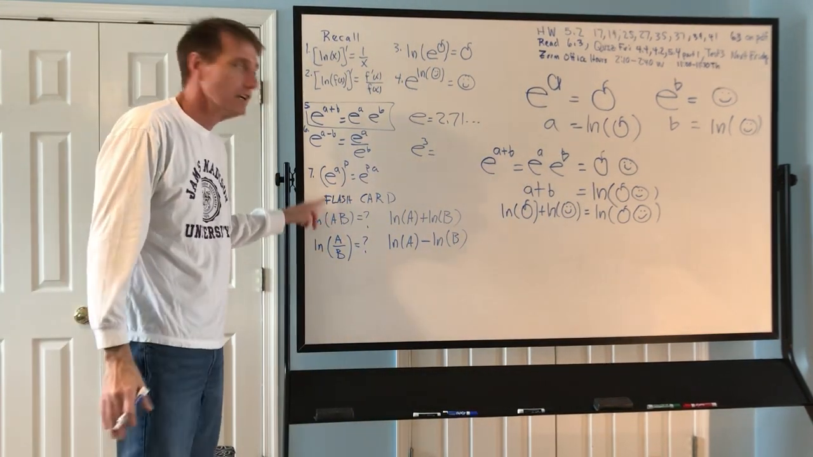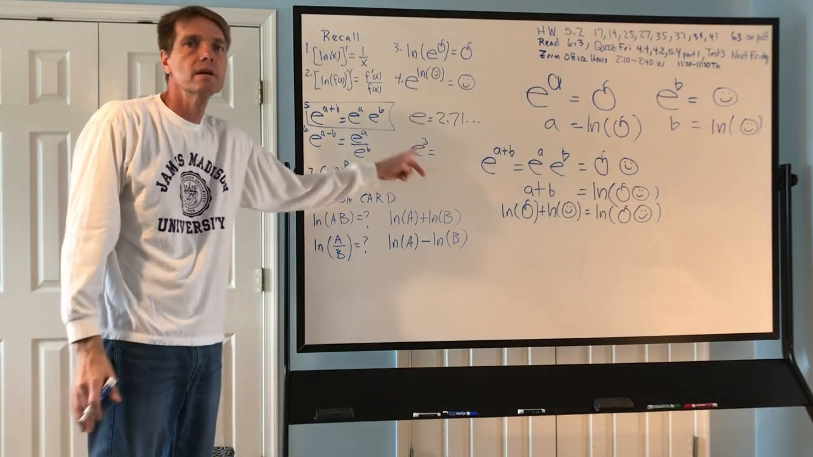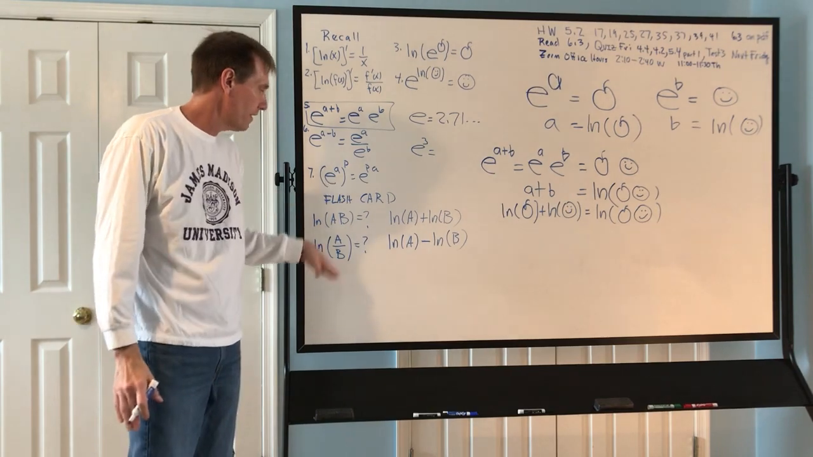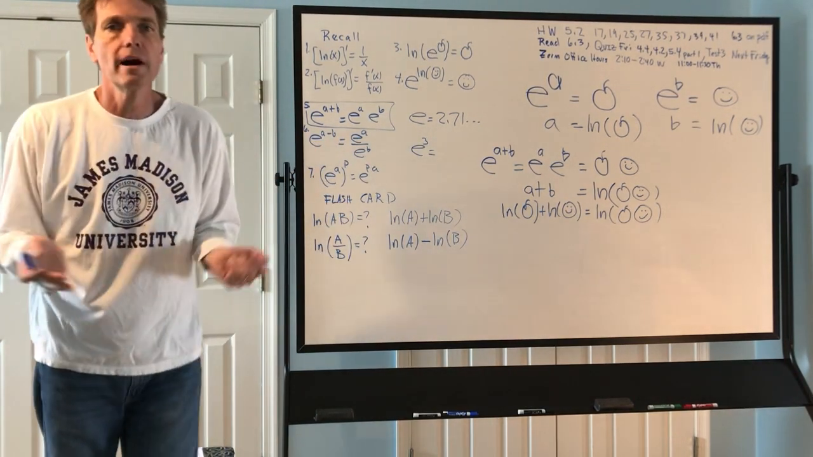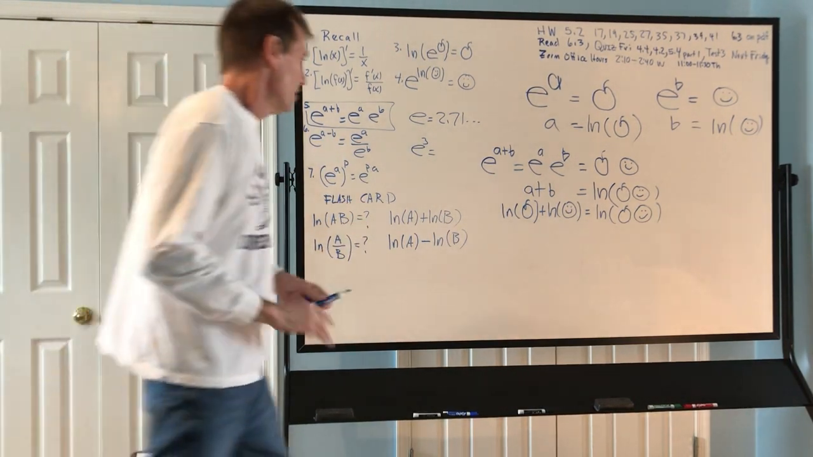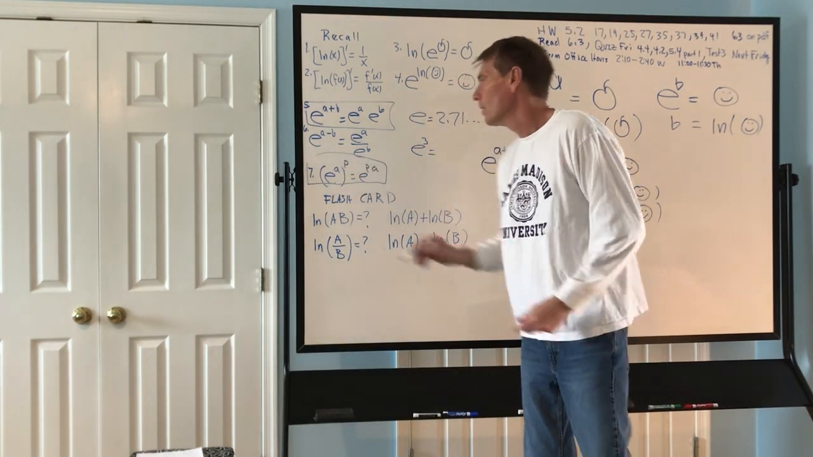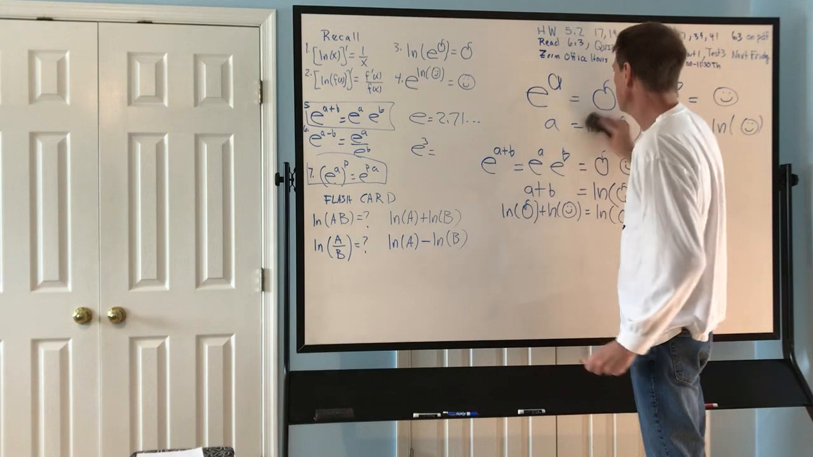It just says if you have the natural log of a times b, it's equal to the natural log of a plus the natural log of b. If you have the natural log of a divided by b, it's equal to the natural log of a minus the natural log of b. Now the last one, related to number 7 here, we will talk about. I'm going to leave this guy on the board.